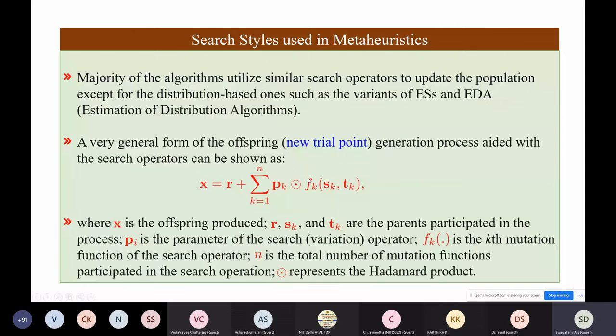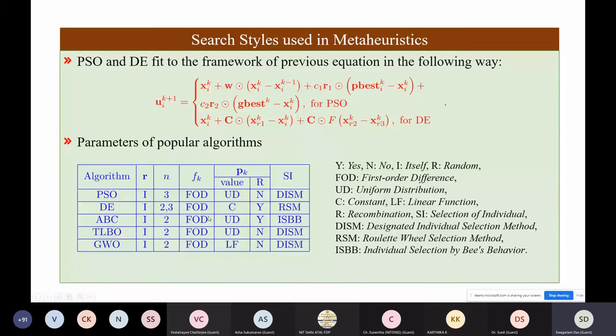p_k is the parameter associated with the algorithm, which could be sampled from a uniform distribution, or constant, or a linear function. These are the things. GISM, designated individual selection method. ISM, Roulette-wheel selection method. SI, selection of individuals. So under selection of individuals, you see, we can have this sort of methods for selection of the individuals. We can add this sort of methods with the selection of the different offspring.